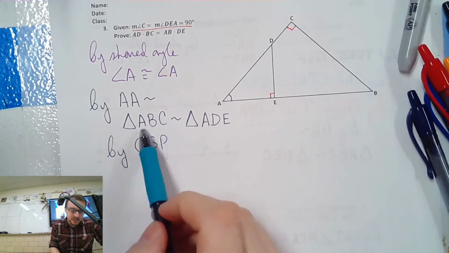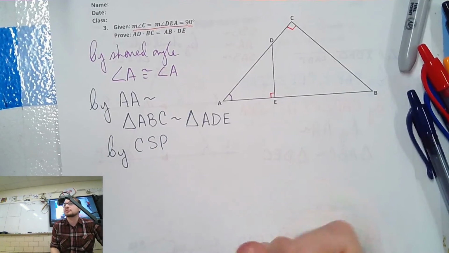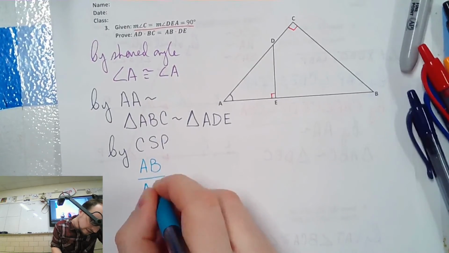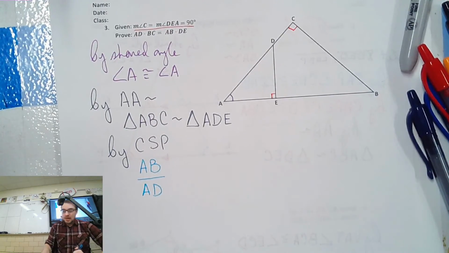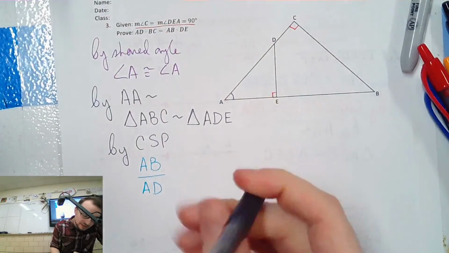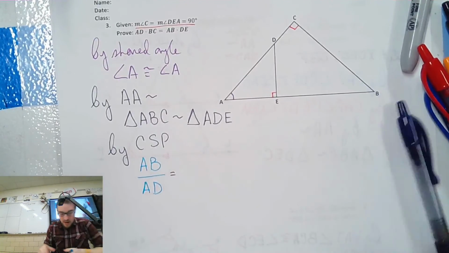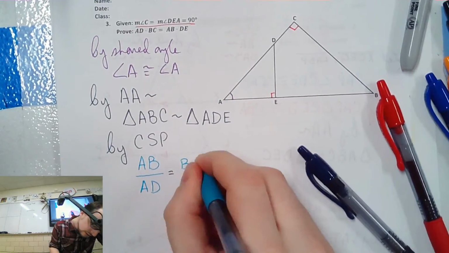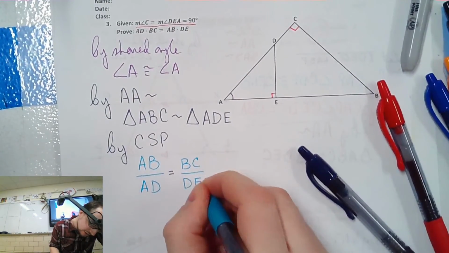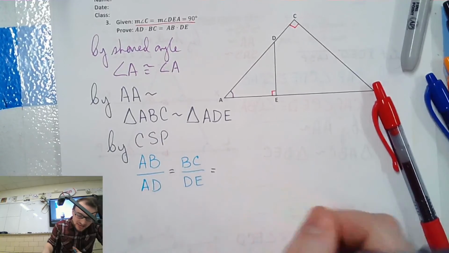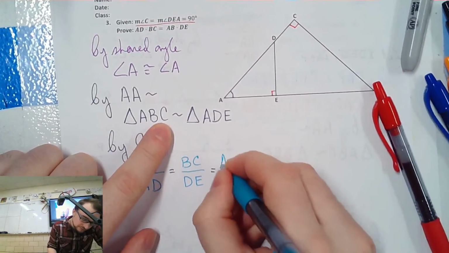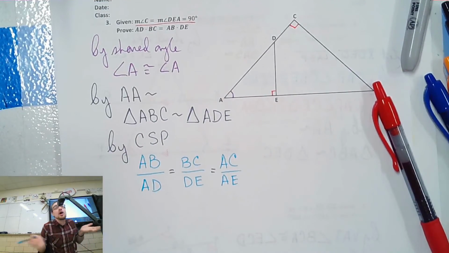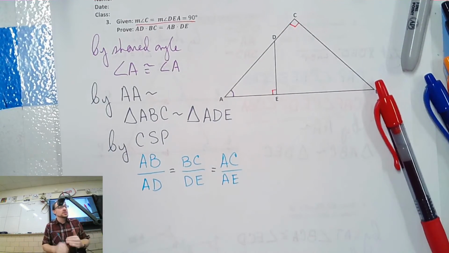See how AB and AD are in first and second position? Yes. That means AB relates to AD in a certain way. And that way that they relate will be the same way that BC and DE relate, which will be the same way that AC, first and third, right, and AE relate. How they relate, I don't know, right? But I know that they all relate the same way.